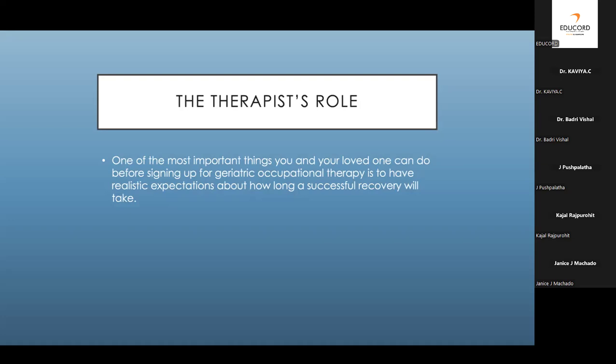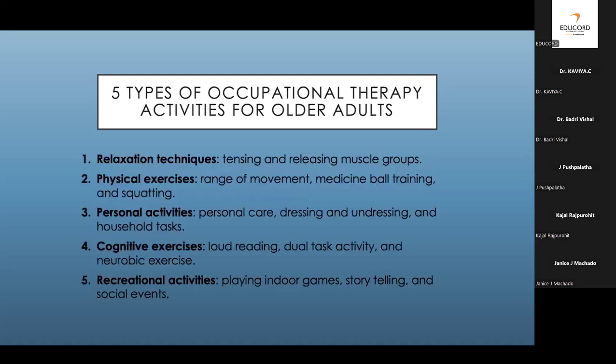Clear, sir. Now, there are five types of occupational therapy activities for older adults. One is the relaxation technique, like tensing and relaxing the muscle groups. Physical exercises: range of movement, medicine ball training, squatting. Personal activities like personal care, dressing, undressing, and household tasks. Cognitive exercises like loud reading, dual task activities, and neurobic exercises. Recreational activities like playing indoor games, storytelling, and social events. All these are the types of activity a subject can be subjected to once they are into occupational therapy. Okay.